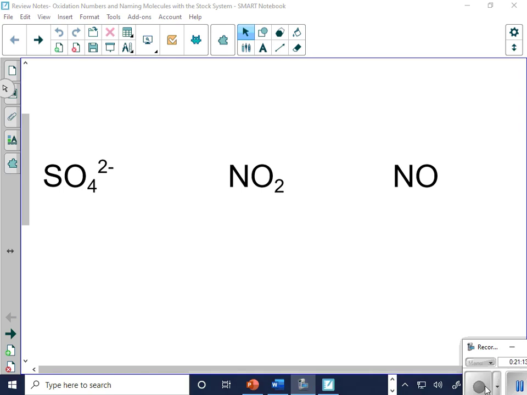All right, now we're going to work a couple of these using our rules for oxidation numbers. As I am peeking right here, I see that I have a polyatomic ion I'm going to start with. So right here, I'm going to start with the polyatomic ion sulfate.